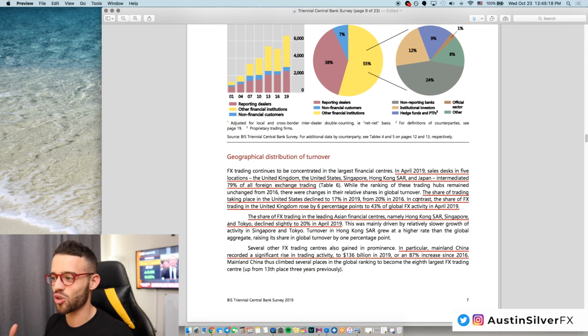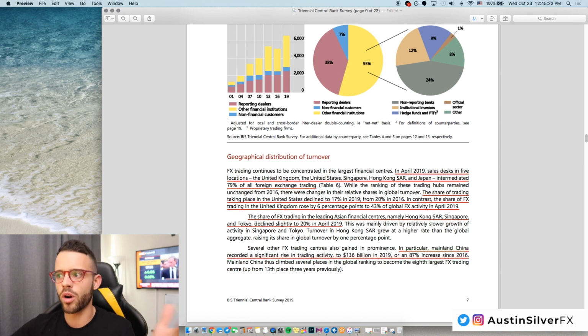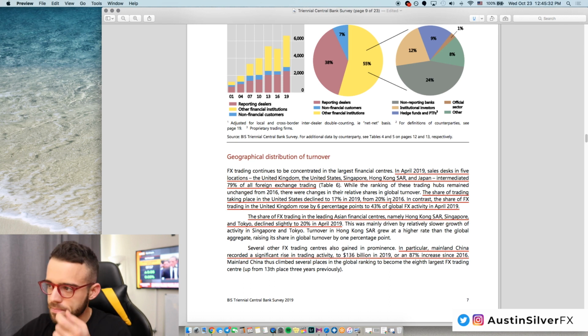That is substantial growth, and I think that needs to be something we keep an eye on year on year. Are more brokers coming out of China? Are more traders just showing up from China? We need to watch that and start to see how that affects the retail side of the market.